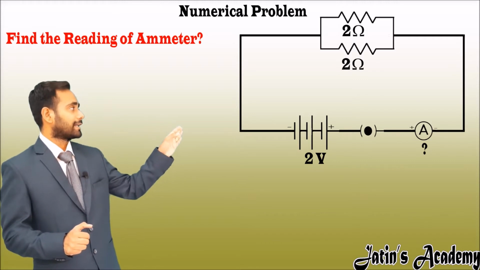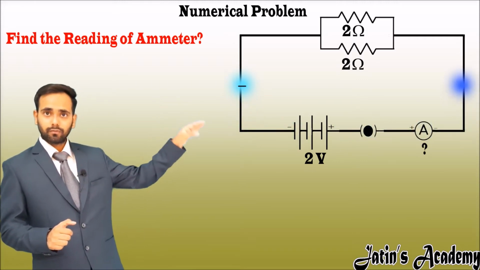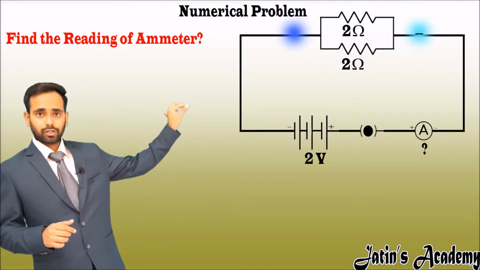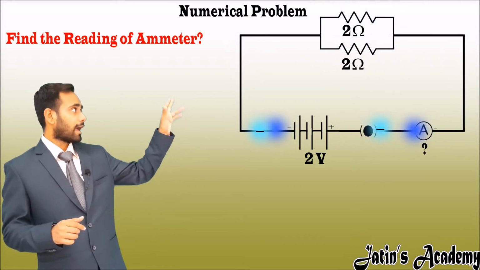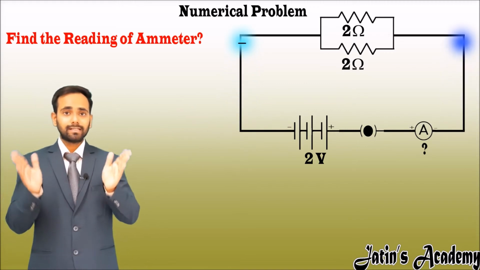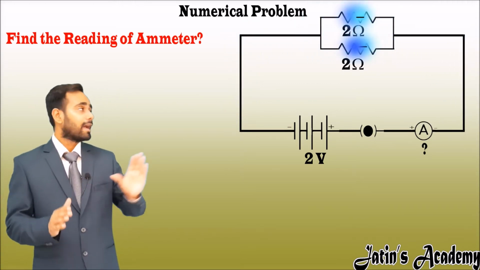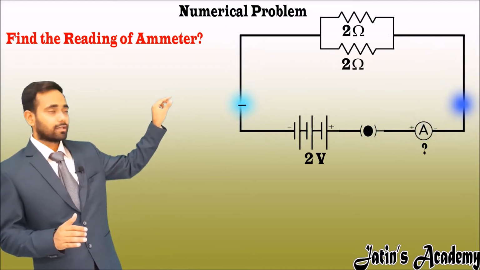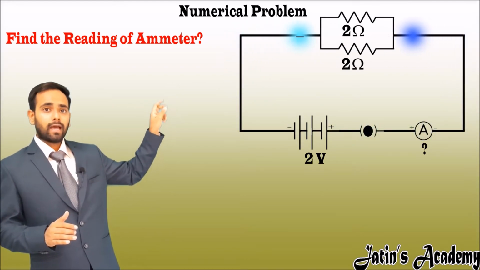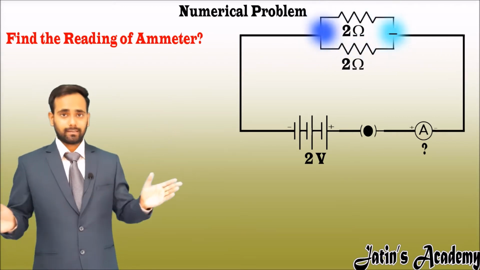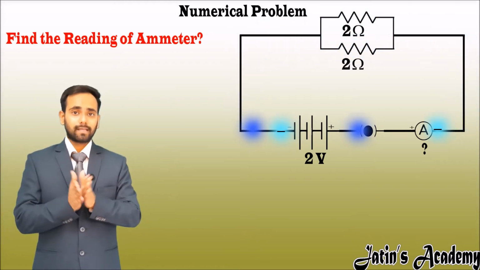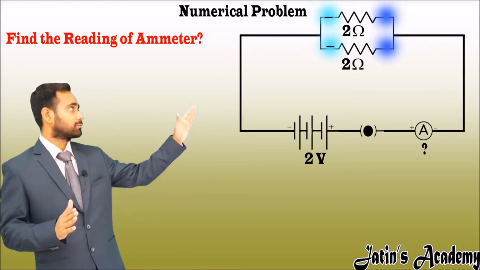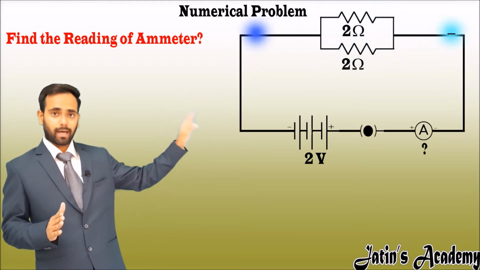Electrons move from negative to positive and current moves from positive to negative. At the junction the current has two directions, so the current is divided at this point and two current values are generated. After that these currents recombine at another point and then the whole current flows on. It means the current is separating, or dividing, at this point. So this is a parallel combination.